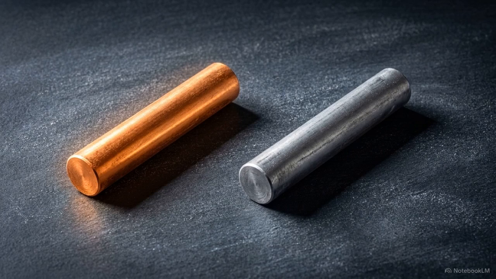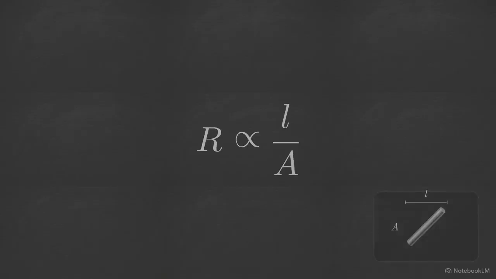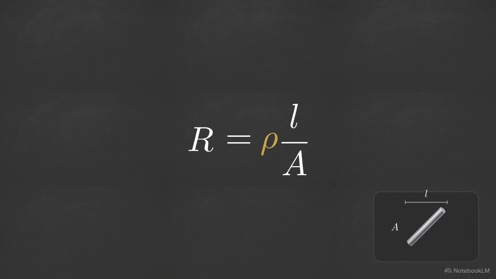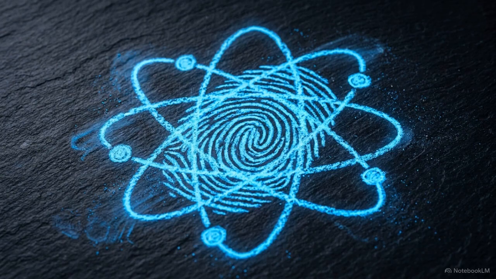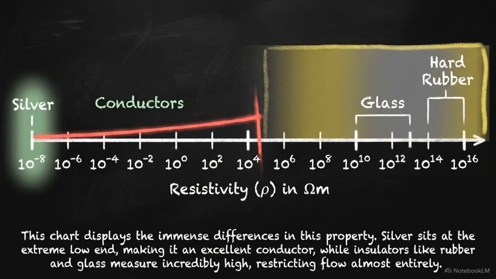What if 2 wires share the exact same length and thickness, but one is copper and the other is nichrome? To balance our equation, we introduce a constant of proportionality called resistivity, denoted by the Greek letter rho. This completes our formula. R equals rho times L over A. Resistivity is the inherent, unchangeable atomic fingerprint of a specific material, regardless of how it is shaped or cut. This chart displays the immense differences in this property. Silver sits at the extreme low end, making it an excellent conductor, while insulators like rubber and glass measure incredibly high, restricting flow almost entirely.